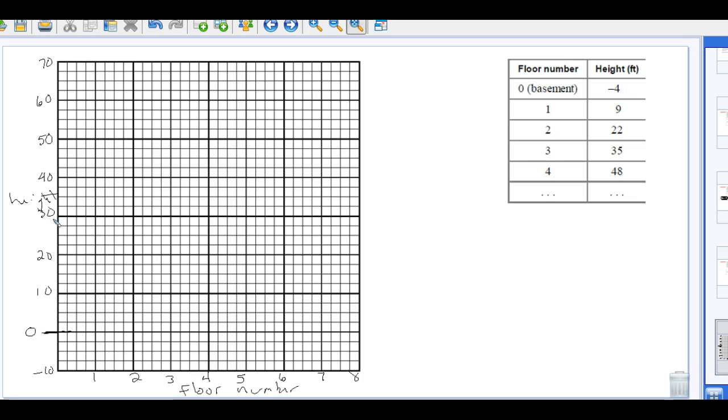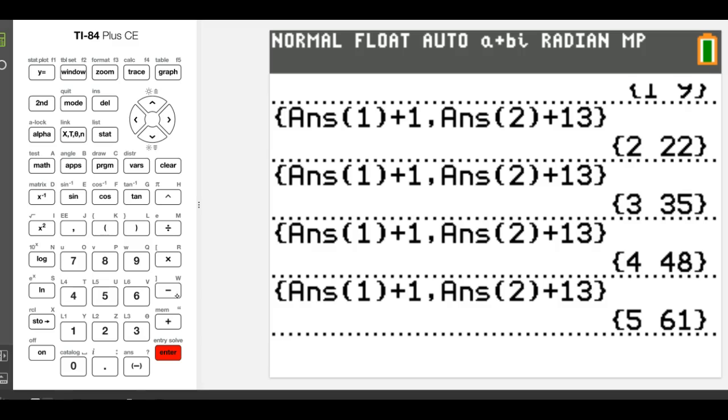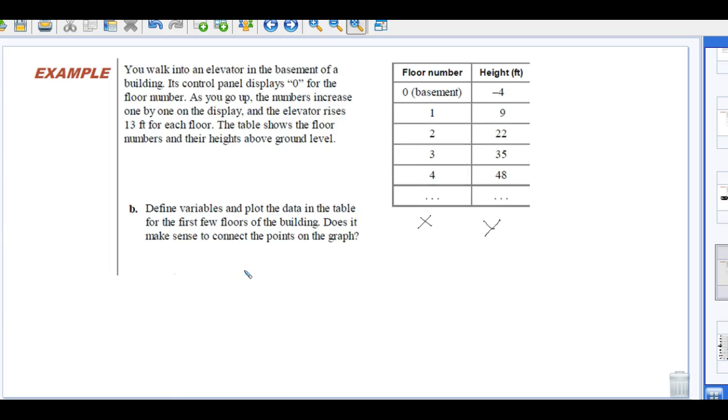I went up by 10s. And notice how I put my 0 here. I have negative 10 here because my first floor is actually negative 4. So I'm going to go ahead and plot these right now. And there they are. So now what we should do is let's make sure we look at this. We've got floor number, we've got height, and then, oops, the question that we have was define the variables, plot the first few floors. We did.